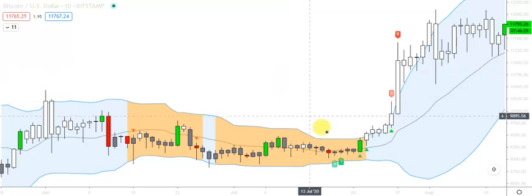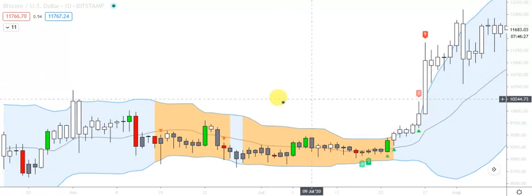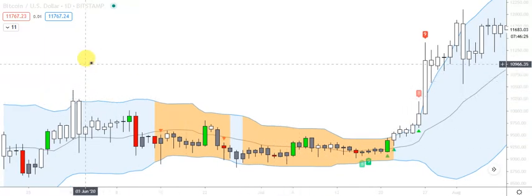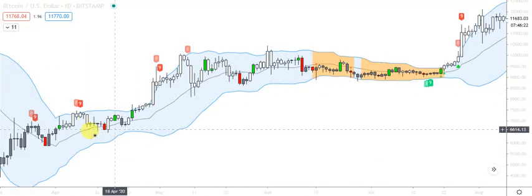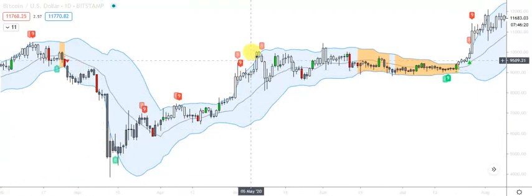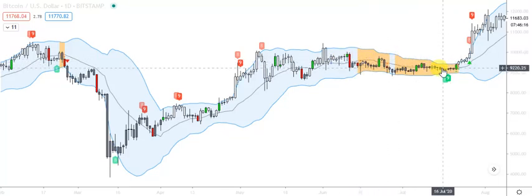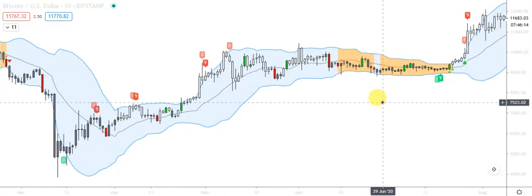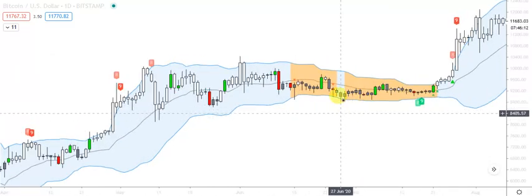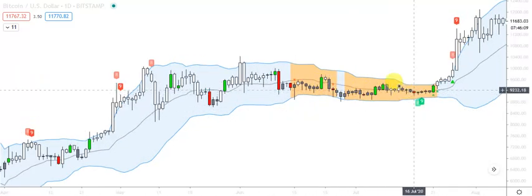Actually right here. So just to review, Bitcoin was a bit choppy and then started going into consolidation over here. And when it goes into consolidation, that's when you need to start looking for the squeezes. That's when the highlights will start to show up to say, hey, this is the zone.